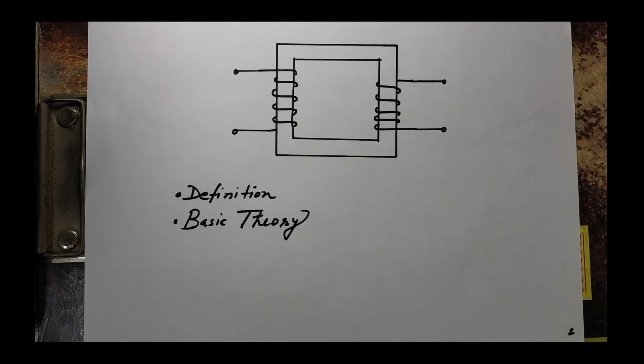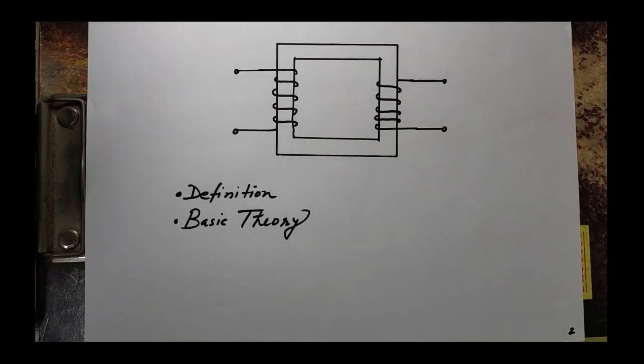Now see, what is transformer? The definition of transformer: an electrical power transformer is a static device which transfers electrical energy from one circuit to another without any direct electrical connection and with the help of mutual induction between two windings. It transfers power from one circuit to another without changing its frequency, but maybe in different voltage level.